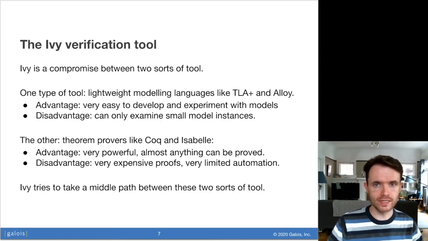To fix this problem, we might reach for a proof assistant like Coq or Isabelle. These tools provide an enormous amount of expressive power. Key results in formal verification, such as the SEL4 and CompCert projects, have been accomplished using theorem provers, and they've even been used to prove deep mathematical results like the four-color map theorem.